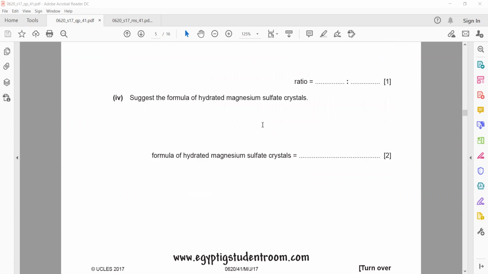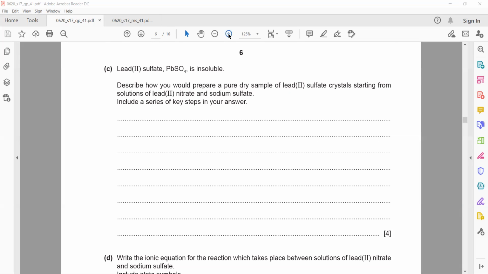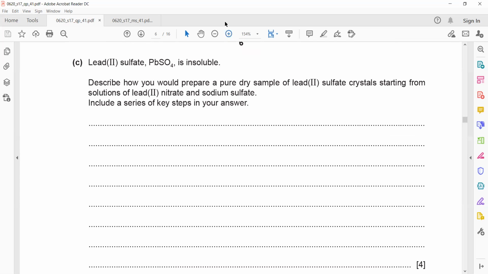This is related to the moles stoichiometry topic. Lead(II) sulfate is an insoluble salt. Insoluble salt can be formed by precipitation. When we mix two soluble salts, it will result in the formation of an insoluble salt and a soluble salt. We call that precipitation. Describe how you would prepare a pure and dry sample of lead sulfate starting from lead nitrate solution and sodium sulfate.